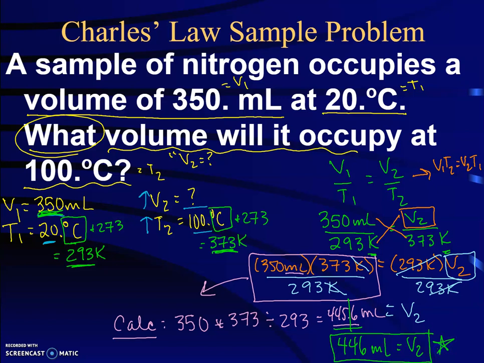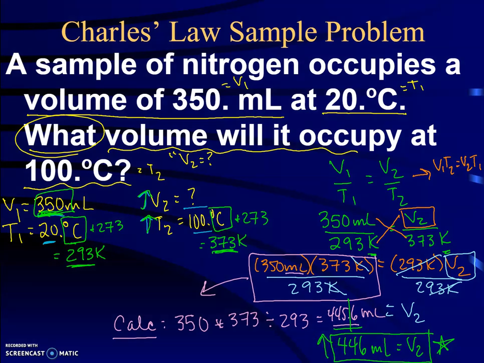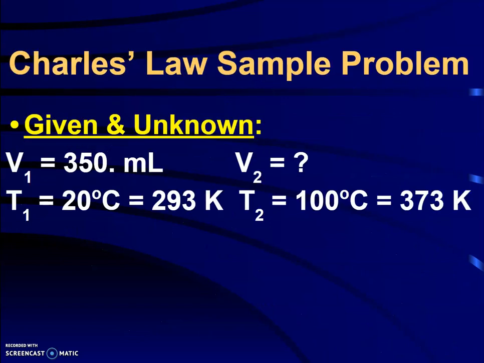All right, this is the be-all end-all answer. Does my answer make sense? Okay, I have a temperature that increases. I should have a volume that increases. 350 is less than 446, so 446 means that the volume went up. Voila! We accurately predicted it.